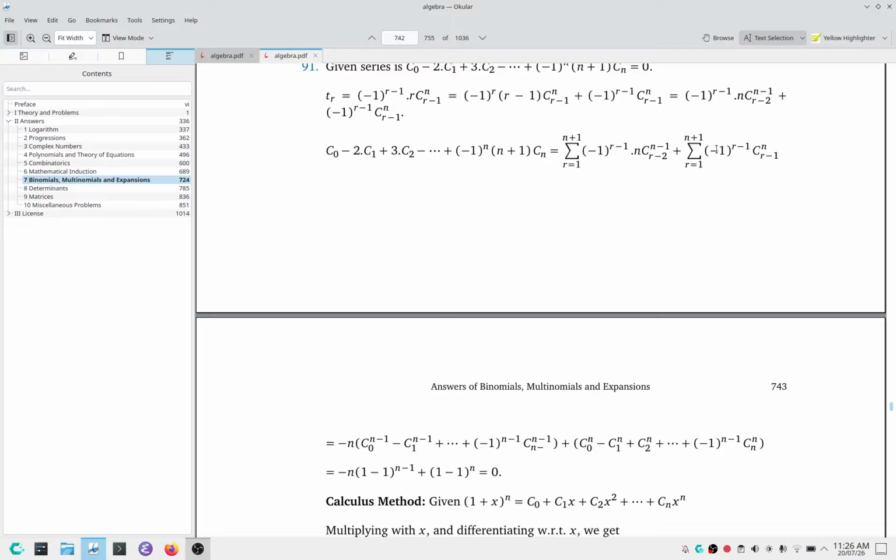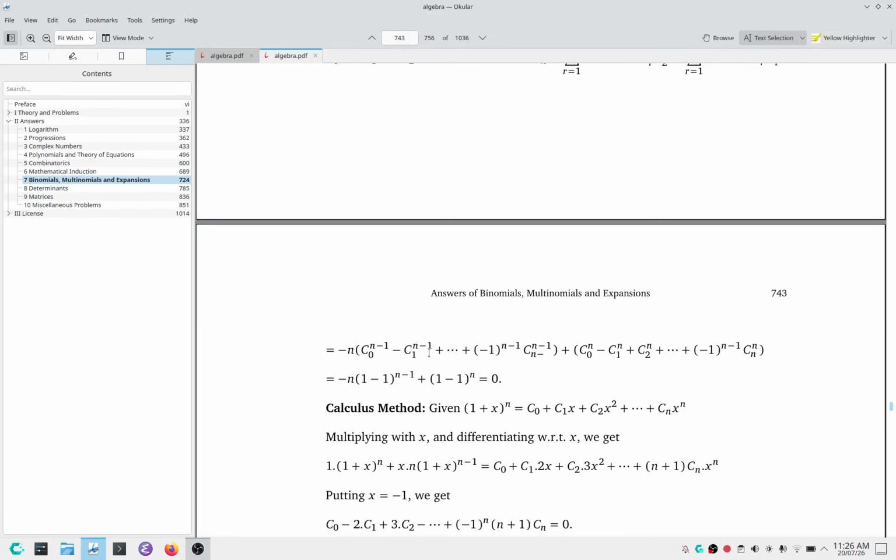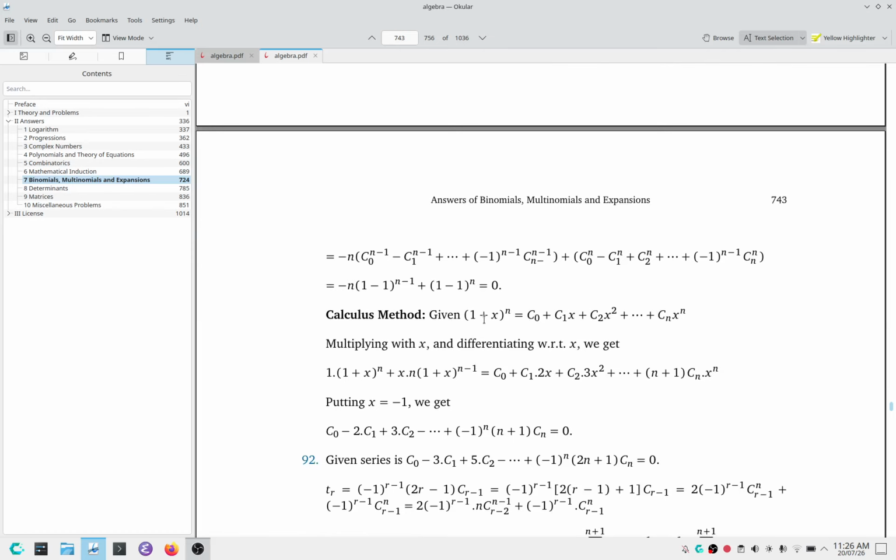And the second one becomes nC0 minus nC1 plus nC2 up to minus 1 to the power n nCn. And both are expansions of 1 minus 1 to the power n minus 1 or n, which is 0. The calculus method is we let 1 plus x to the power n be equal to C0 plus C1 x plus C2 x squared up to Cn x to the power n.